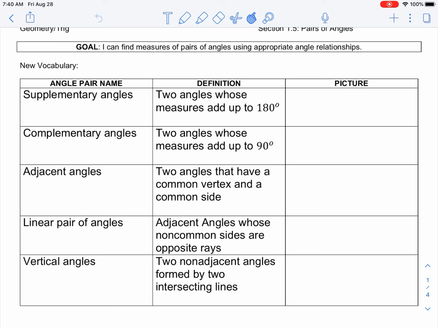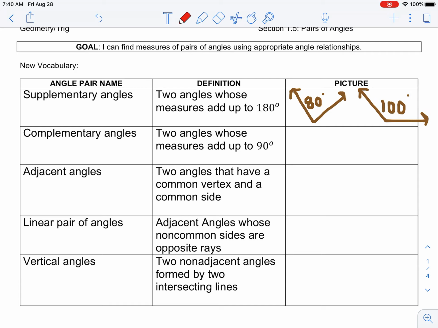So the first vocab word, supplementary. Supplementary means two angles that add up to 180. So, for example, let's look at a picture of it. Let's say we have one angle, and let's say it's 80 degrees. Okay, let's say we have another angle, and it's 100 degrees. These two angles added together would add up to 180. Therefore, they are supplementary angles.